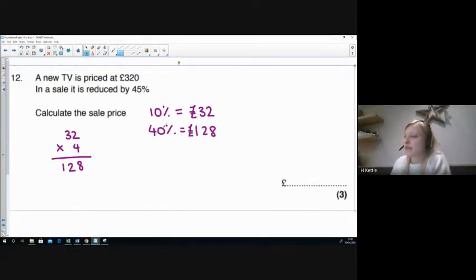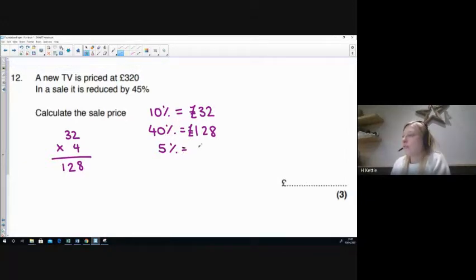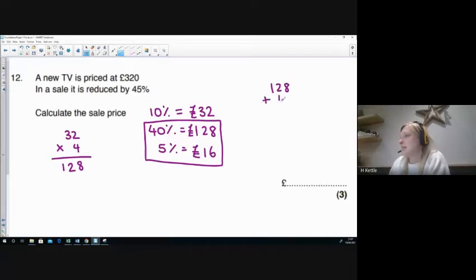I've got 40% now, but I want 45%, so I need to know what 5% is. Now, you've already worked out that 10% is 32, so 5% would be half of that, and half of 32 is £16. So if I want 45%, I can add these two together. So 128 add 16. 8 add 6 is 14, carry the 1. 2 add 1 is 4, and then I've got 1. So that's my discount. I get £144 off the TV.